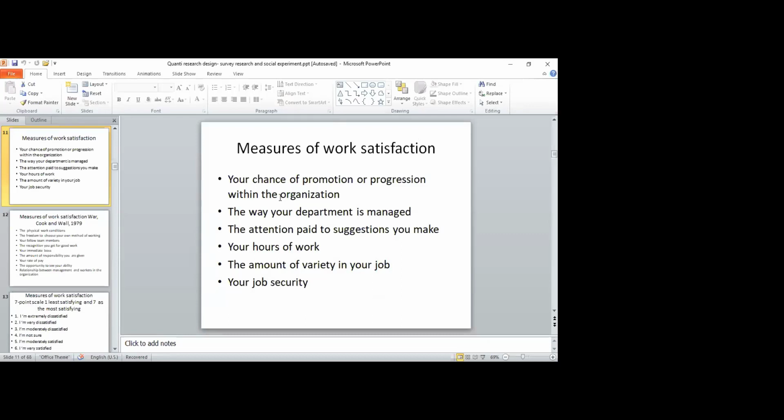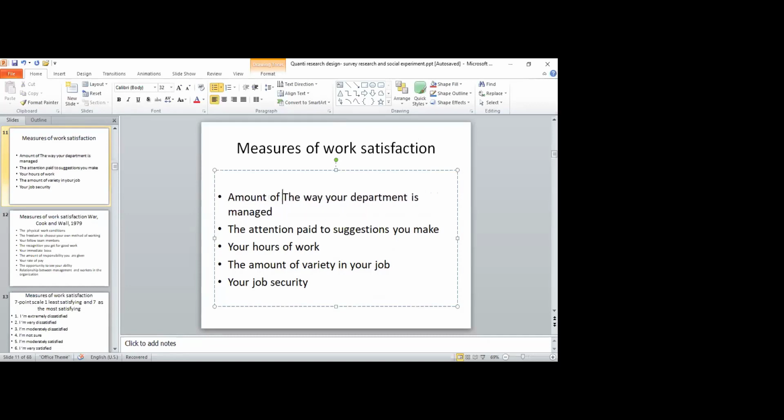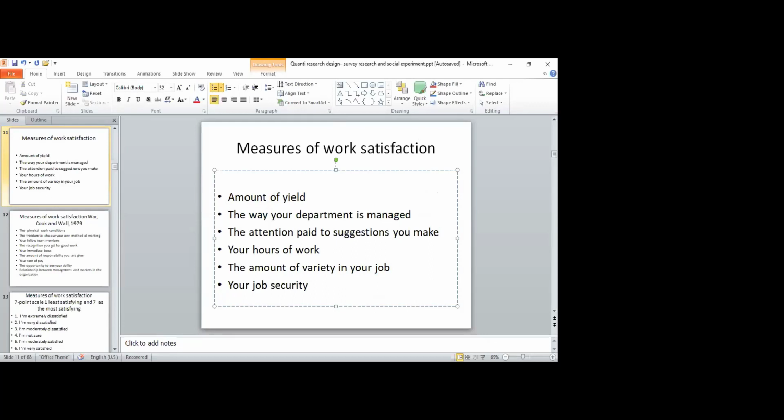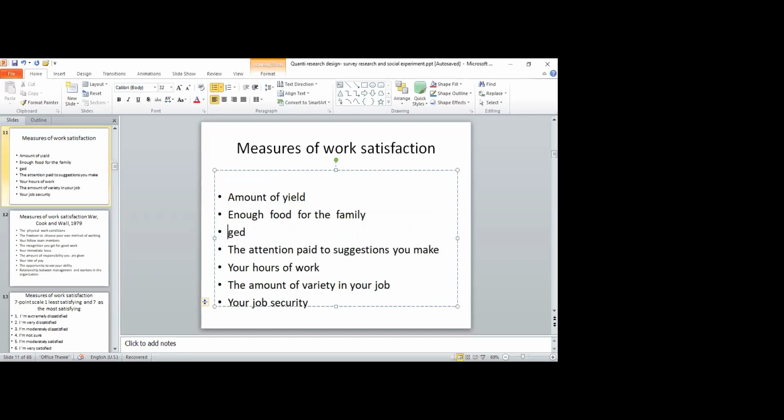What are the measures of satisfaction of a farmer? We will change this. What do you think? Where are the measures of satisfaction? Maybe the first one is the amount of output they produce. Right, the amount of yield. Okay. What else is the source of satisfaction? Enough food, right? Enough food for their family. What else is the source of satisfaction? Relationship with co-farmers. Are they friends with their co-farmers?